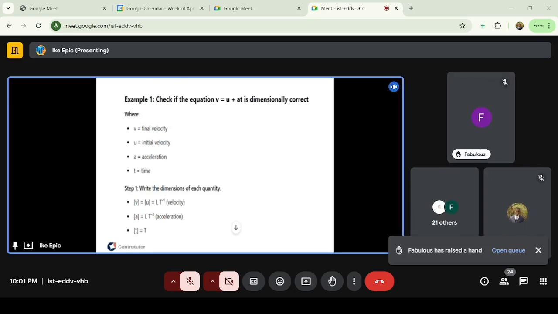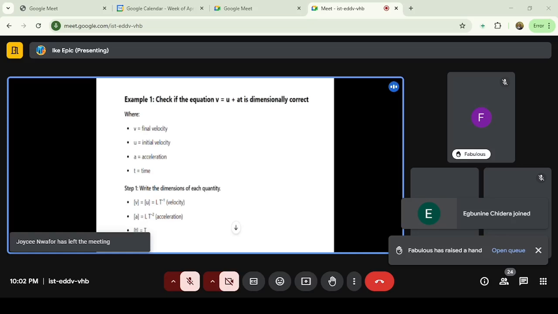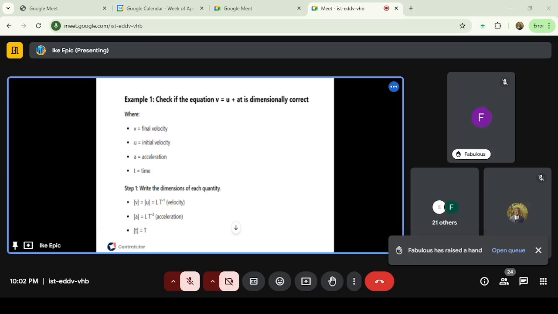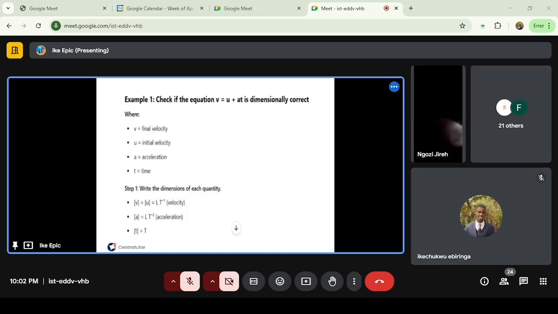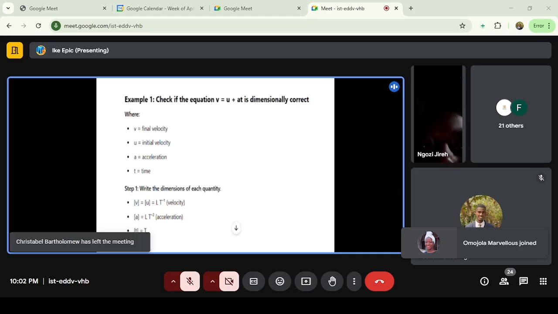Example one says: check if the equation V is equal to U plus AT is dimensionally correct. In this question, we're trying to find if an equation is dimensionally correct. For an equation to be dimensionally correct, it means the dimension of things on the right-hand side of the equal to sign must be the same as the dimension of things on the left-hand side of the equal to sign.